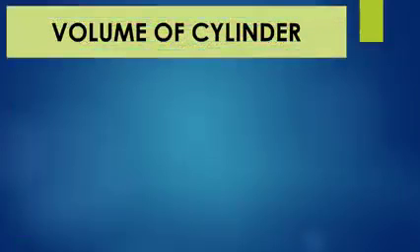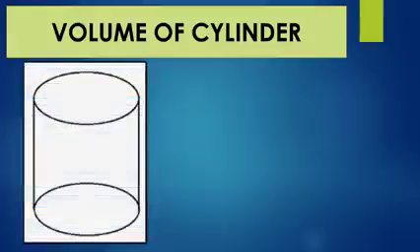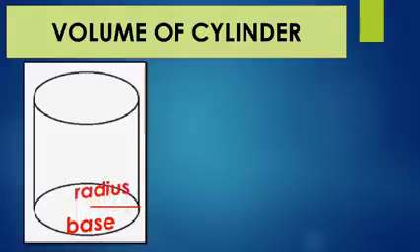Let's now proceed to the volume of cylinder. This is your cylinder, with the following givens. Base. So, our base in cylinder is circle. So, dito, gagamit tayo ng area of this circle para makuha yung base later. Again, this is your radius. Again, radius is the length from the center of your circle to any point of your circumference. And this is your height.